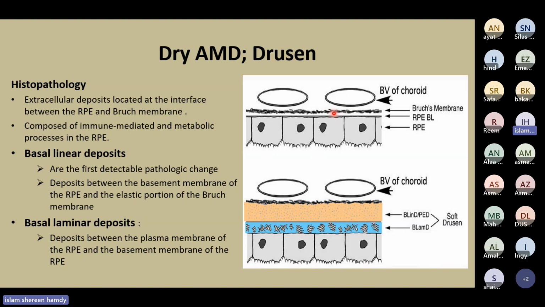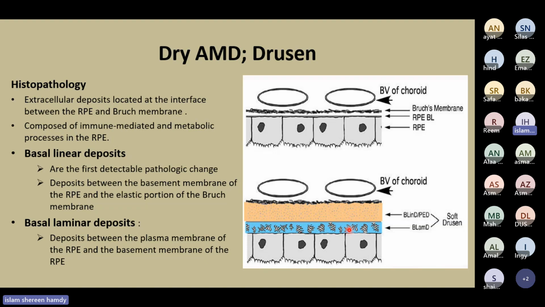We have histologically two types of drusen, either the basal linear deposits, so they usually develop between the basement membrane of the retinal pigment epithelium and the elastic portion of the Bruch's membrane. So they develop at that part. We have another type called the basal laminar drusen. It's less common, and it develops at another potential space between the plasma membrane of the retinal pigment epithelium, this is the plasma membrane, and this is the basement membrane of the retinal pigment epithelium. If the lipofuscin material is developing at that potential space, it's called the basal laminar drusen.